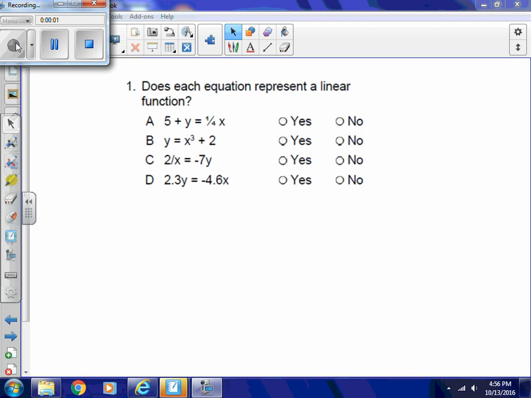This is our review for Module 6. Number 1, does each equation represent a linear function? The first one is a function. Our slope is 1/4. It doesn't matter if that's a fraction.